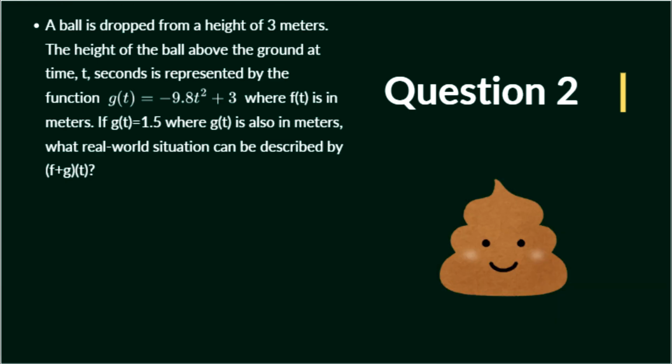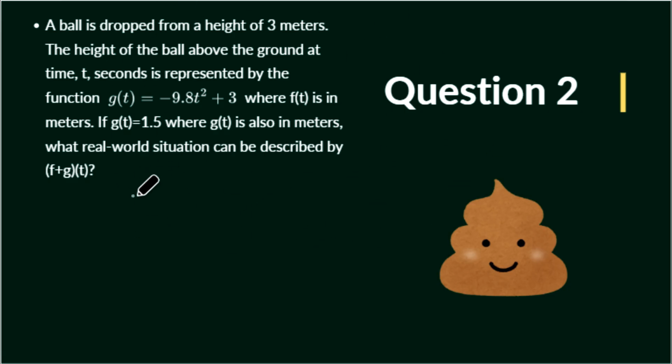Okay? Here's question 2. A ball is dropped from a height of 3 meters. The height of the ball above the ground at time t seconds is represented by the function g of t equals negative 9.8 t squared plus 3, where g of t is in meters. If g of t equals 1.5, where g of t is also in meters, what real-world situation can be described by f plus g of t?